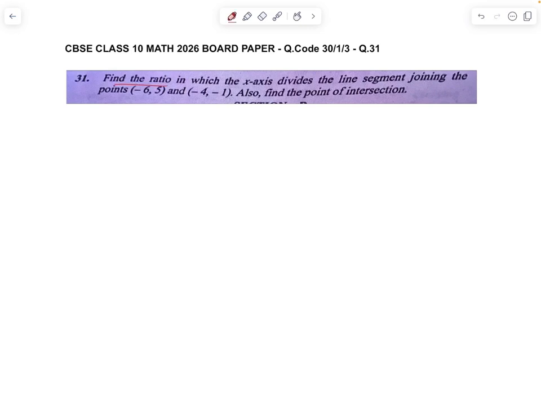Let's go through the question again. Find the ratio. So we have to get m is to n, in which the x-axis divides the line segment joining these points. Let the points be A and B. The coordinates of A are (-6, 5) and the coordinates of B are (-4, -1). There's a point P on the x-axis which divides this line segment. Let that point be named P. The coordinates of P are (x, 0), since the point is on the x-axis, its y coordinate is 0. This P divides AB in the ratio m is to n.